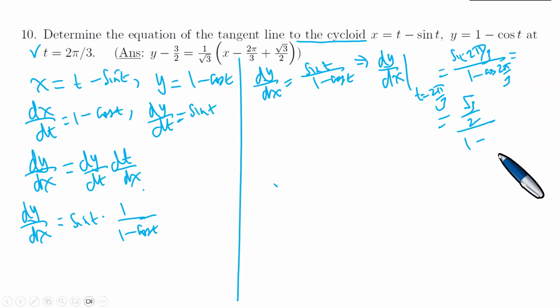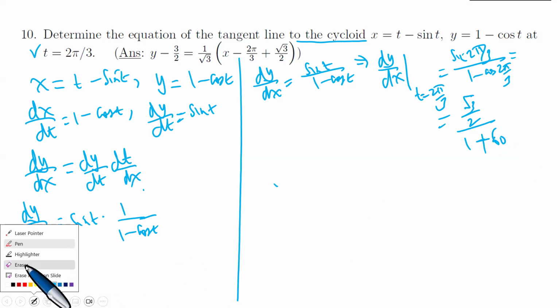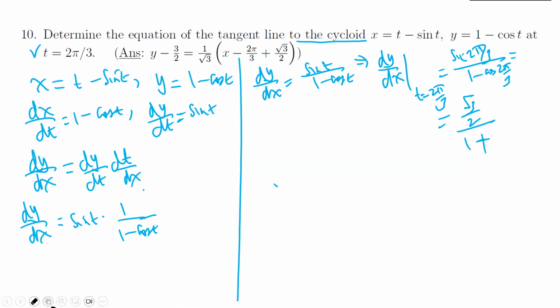And the cosine in the denominator, the cosine of 2 pi over 3, which is the cosine of 120, is 180 minus 60, so it is plus cosine 60, which is 1/2. So this is the square root of 3 divided by 2 over 1 plus 1/2.